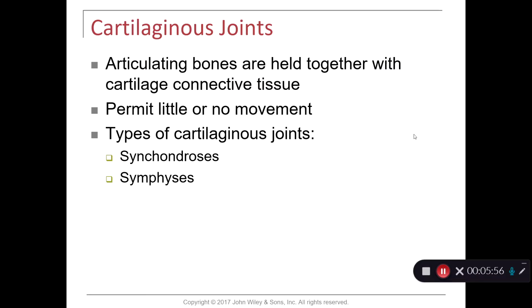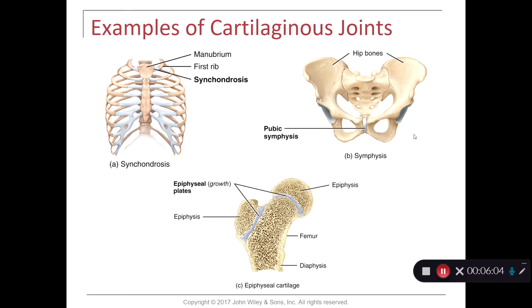Cartilaginous joints, remember that they are made of cartilage, another type of connective tissue. We got two different types: the synchondrosis and the symphysis. The synchondrosis, only one of the few examples that we have in our body, is the one between the first rib and the manubrium of the sternum.